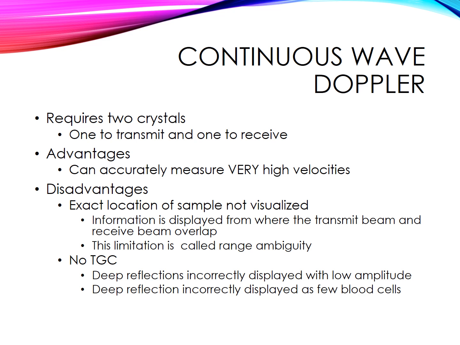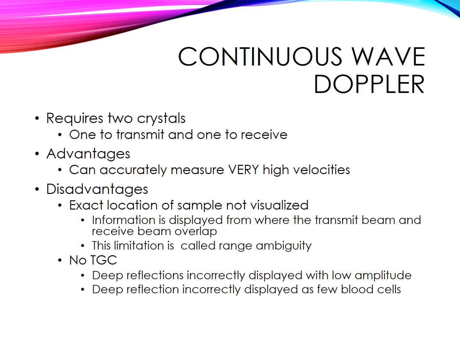The big advantage to continuous wave Doppler is that it can very accurately measure super high velocities. Pulse wave, as we'll learn later, has a limit to what it can measure. Continuous wave does not have that problem. It can really get those high velocities and is very accurate at it.